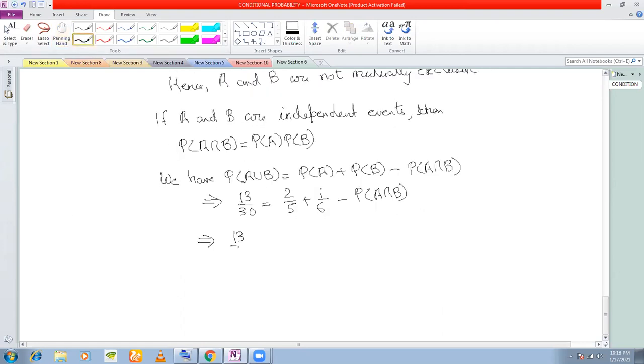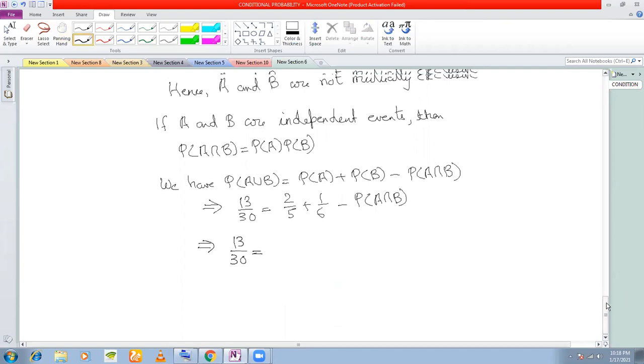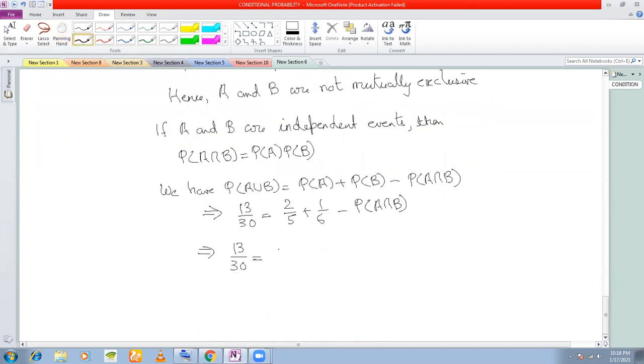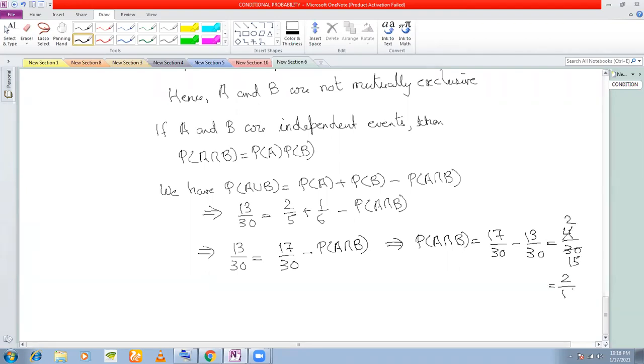So you have 13 by 30 is equal to 2 by 5 plus 1 by 6. We have already found out, right? It is 17 by 30. We have already taken the LCM in the previous one. So what is P of A intersection B? It is 17 by 30 minus 13 by 30, which is 4 by 30. So 4 by 30 comes to 2 by 15.